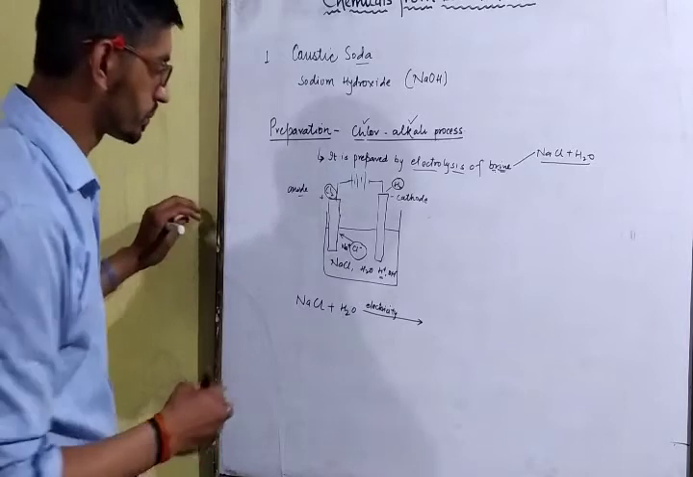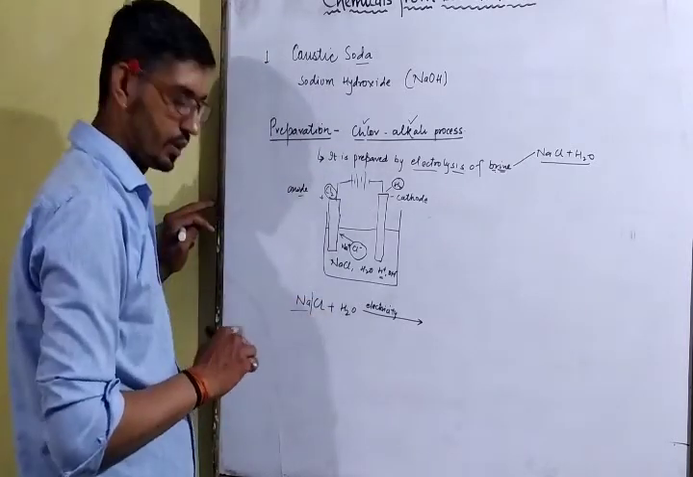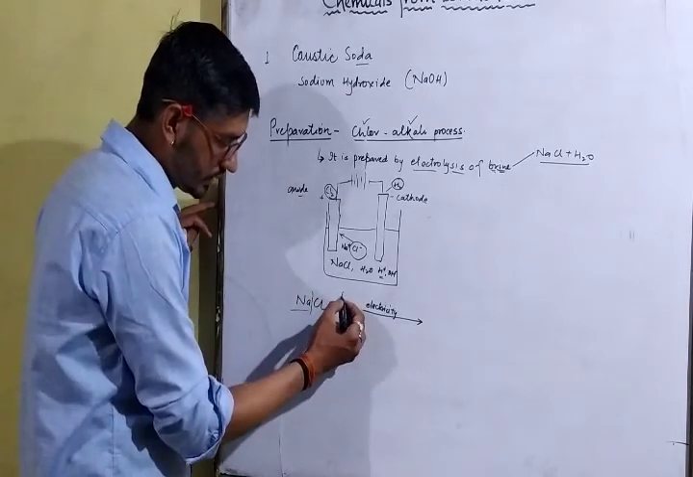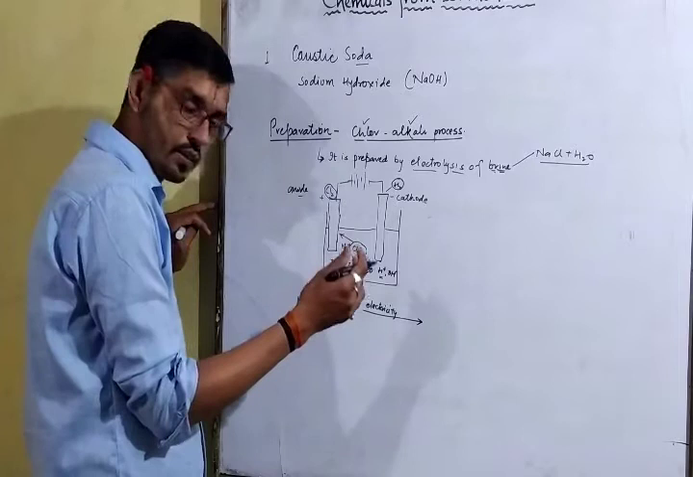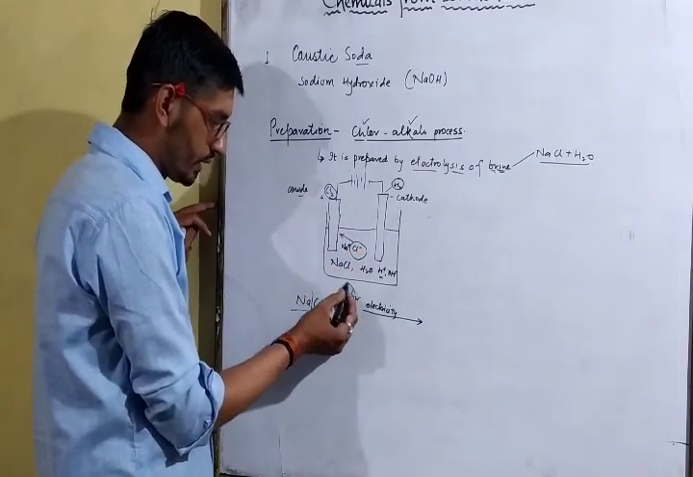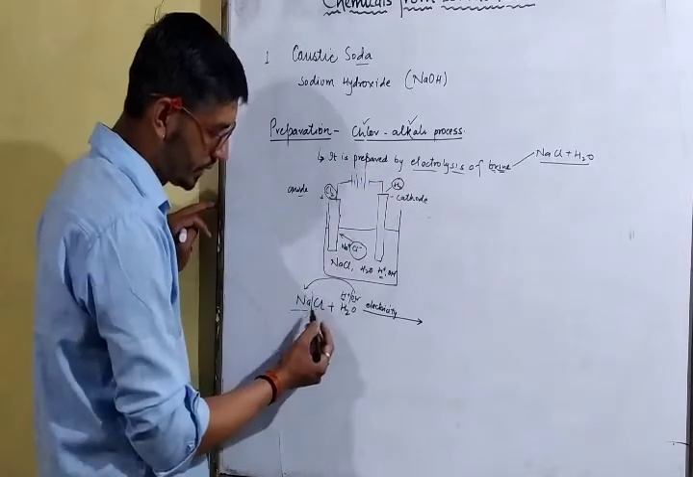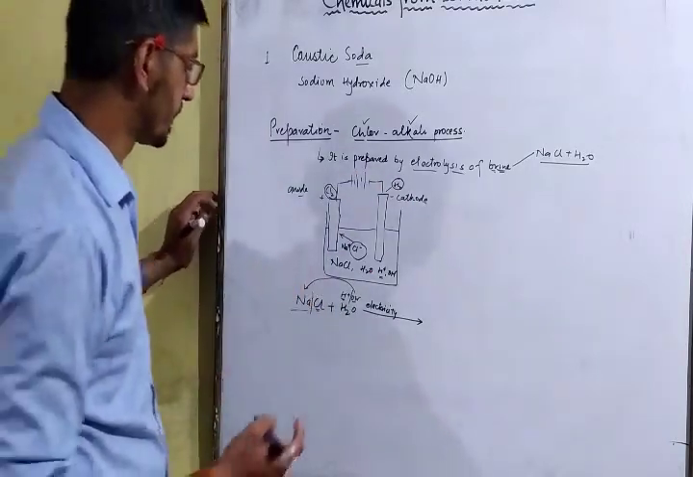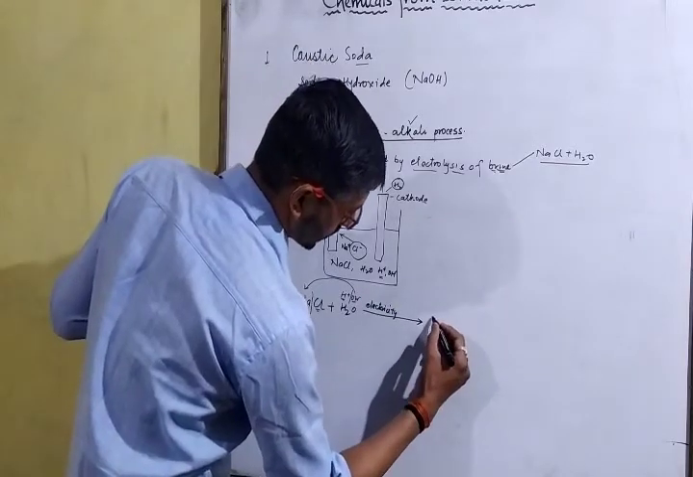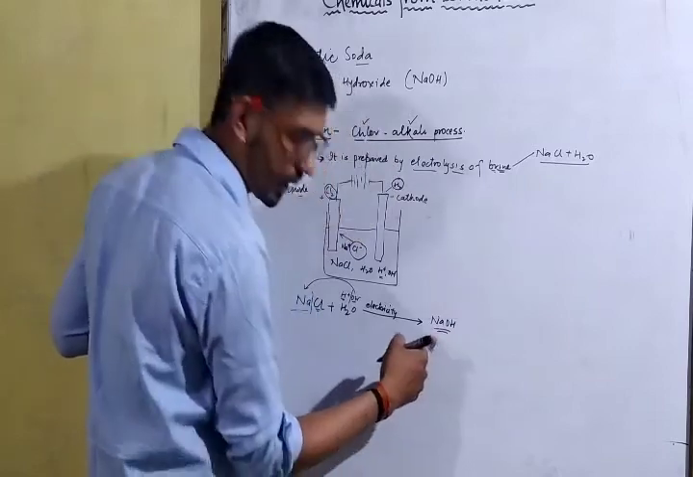As I told earlier as well, NaCl will dissociate, and H2O will dissociate into H and OH ion. So the OH ion will attach to Na, and this will be collected over the cathode, and this will be collected over the anode. So the product will be NaOH, that is caustic soda.